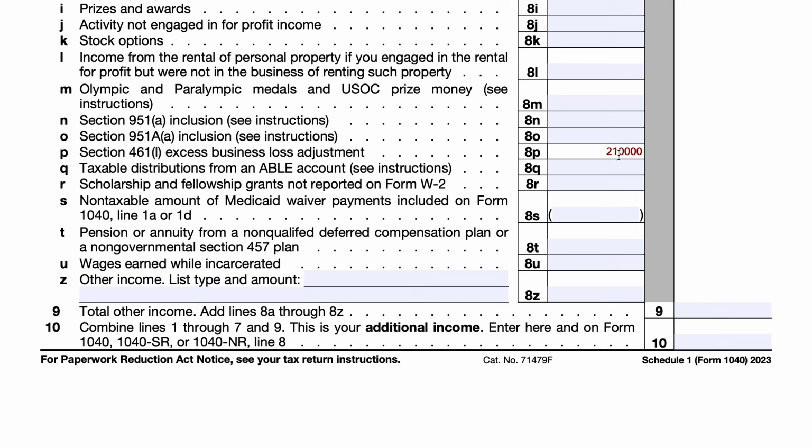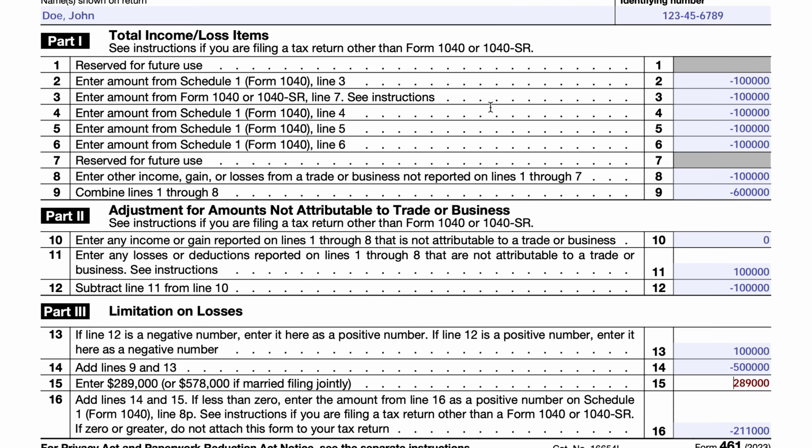The IRS instructions also tell people that it is their responsibility to keep track of their excess business losses on their own, because it's not very obvious. Like there's no placeholder that they can rely upon to carry this forward to future tax years. So be sure to keep track of any amounts that you have to apply in line 8P of your Schedule 1. So let's go back to our form 461.